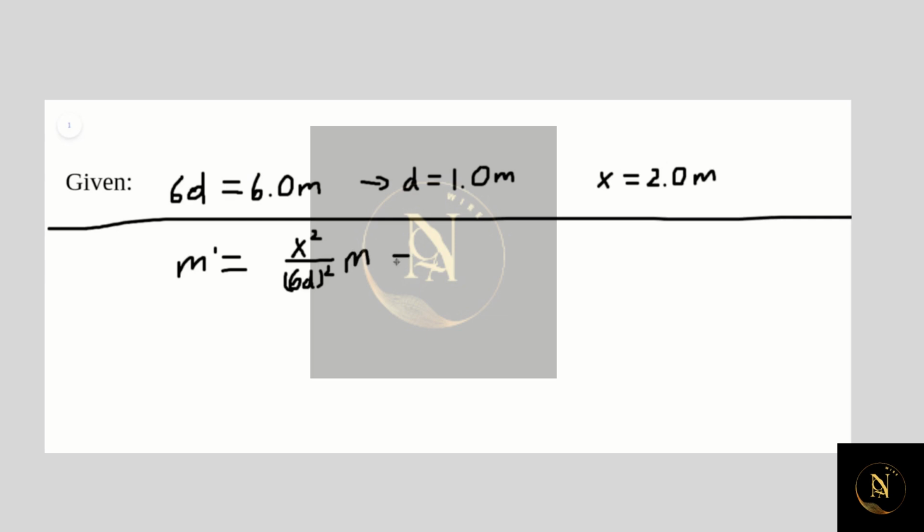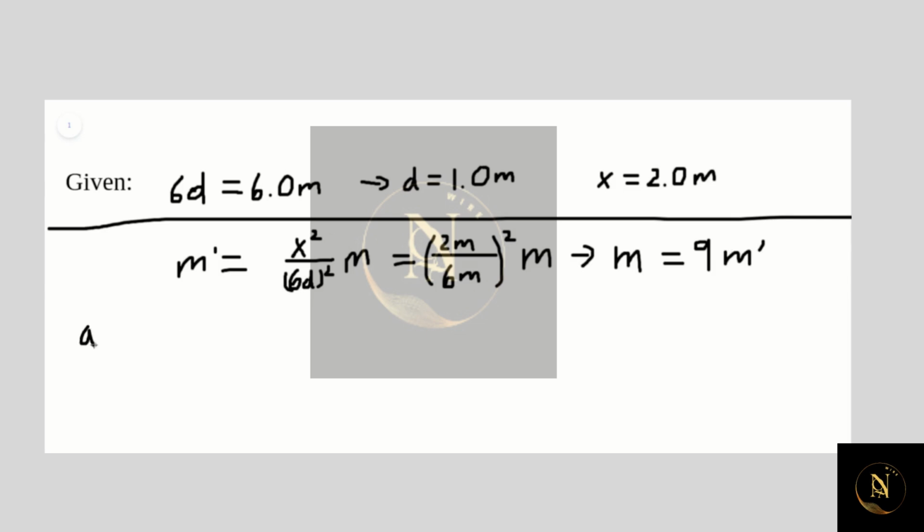Okay, so this is equal to 2 meters divided by 6 meters, squared, times the total mass of the system. Therefore, the total mass is equal to 9 times M prime. Or M prime is 1/9 the total mass of the system.